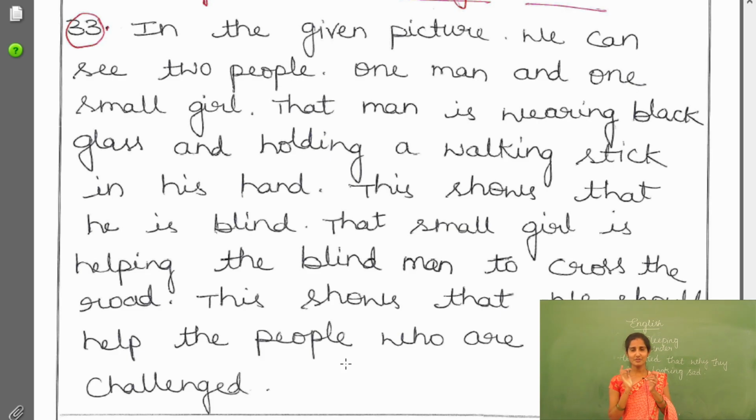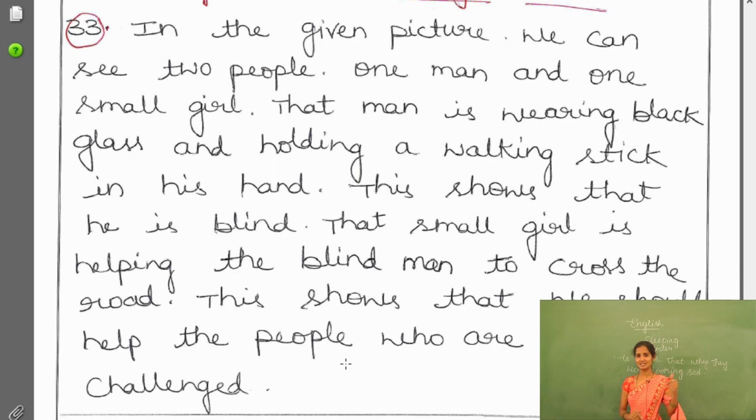See, first of all, look at the picture, observe the nouns and observe the verbs. Two people are there. One is a man. What is he wearing? He is wearing black glasses. He is holding a stick. One small girl is there. What is she doing? She is helping that blind person to cross the road.